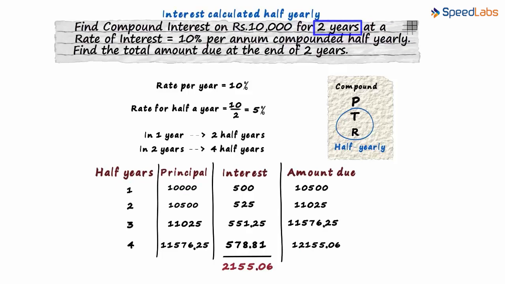Before we move on to the next concept, just remember that at the end of the first year, the amount due is 11,025 rupees and we use half yearly compounding. What if the interest is calculated quarterly? We cover that in the next video.